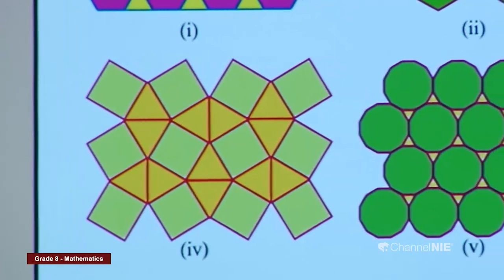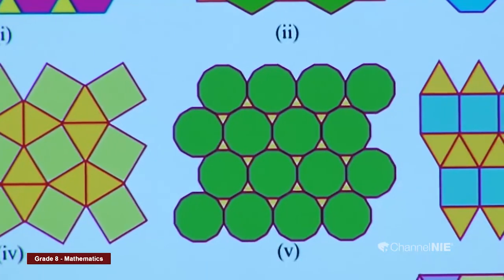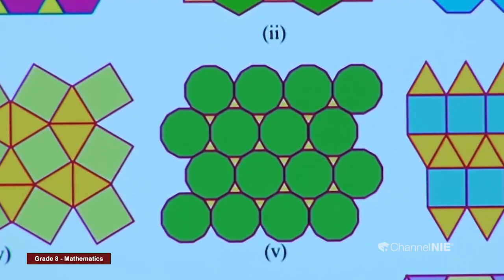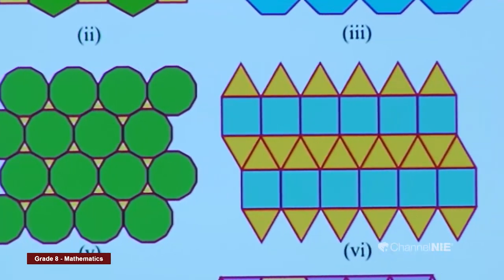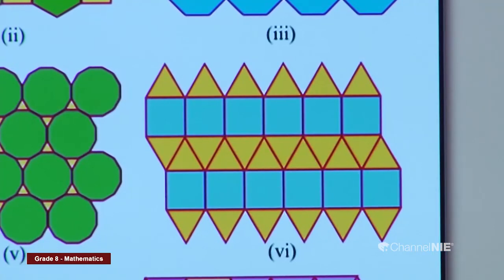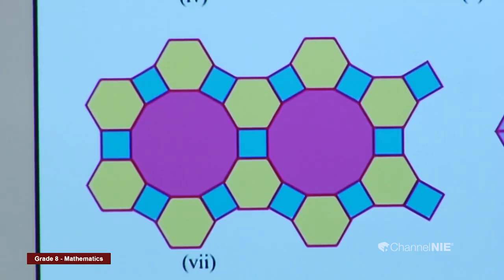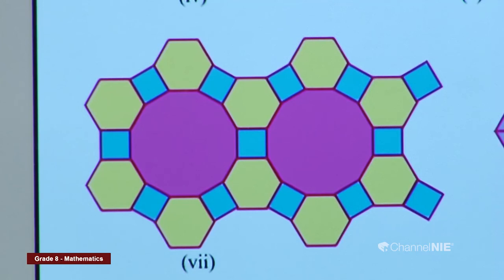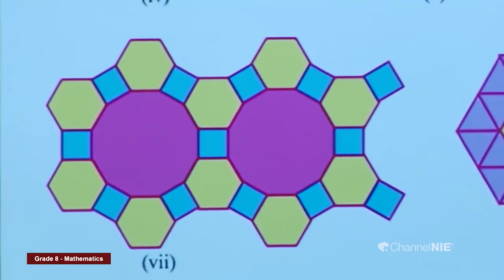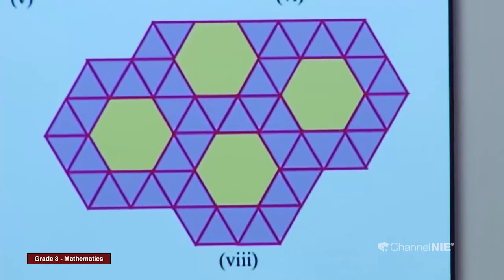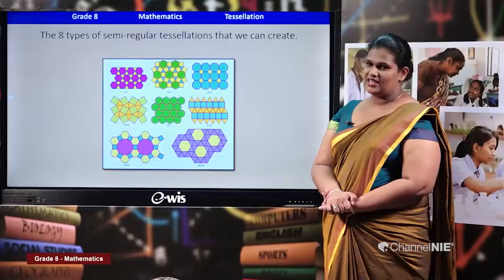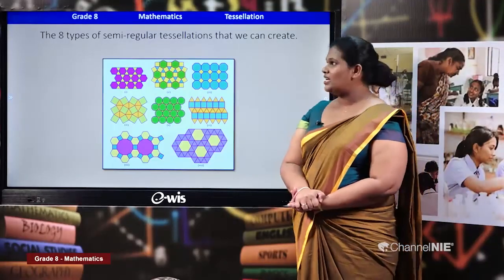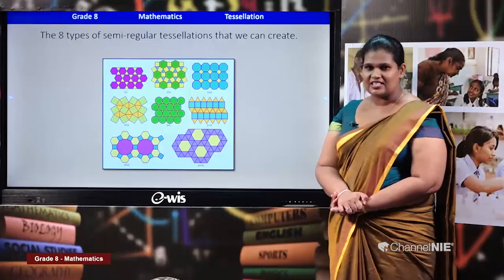In the fifth one, we have got regular dodecagons and equilateral triangles. In the sixth one, we have got equilateral triangles and squares. And in the seventh one, we have got regular dodecagons, squares and regular hexagons. Right. Finally, in the 8th one, we have got regular hexagons and equilateral triangles. Right. Now, we have discussed semi-regular tessellations.